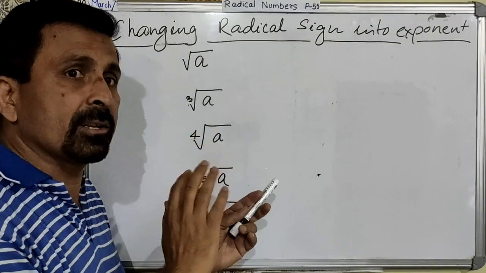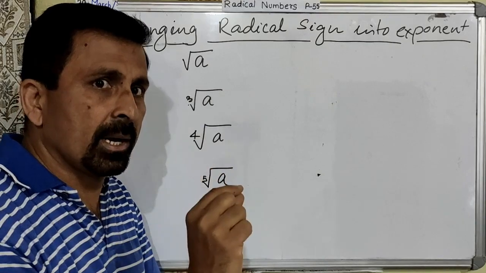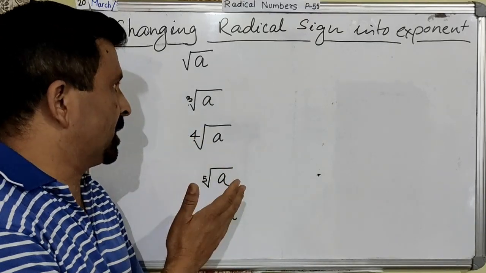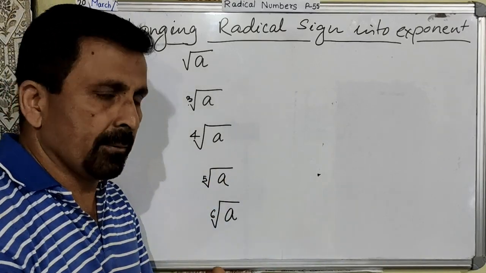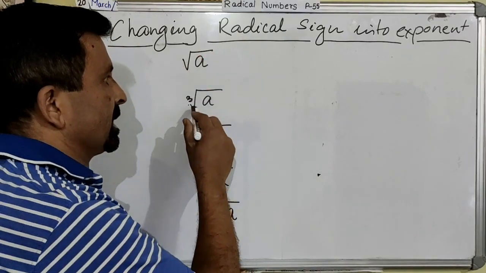If the size of the number in front of the root sign is small, it will be read one way, and if the size of the number in front of the root sign is big, then it will be read in a different way. Okay. So this is one radical sign, root a. This is cube root of a.